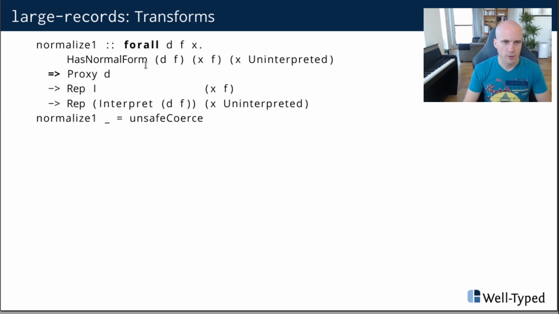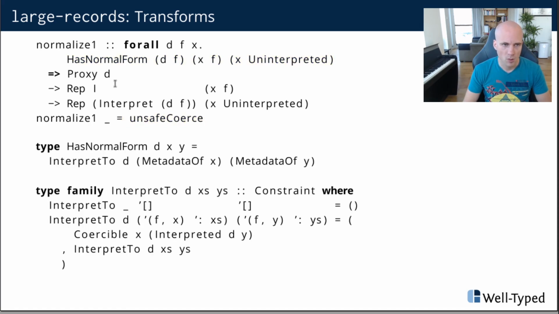And the final thing I want to show you is this function normalize here. Now, normalization, again, is part of how large-records does generics. That's a topic of a different talk. For the topic of this talk, only two things matter. We have some kind of constraint here, but the function is unsafeCoerce, meaning the constraint is important for safety, but we're not actually using any evidence. So what is this constraint here? Well, it's actually just a wrapper around this interpret2 function that I showed you before.